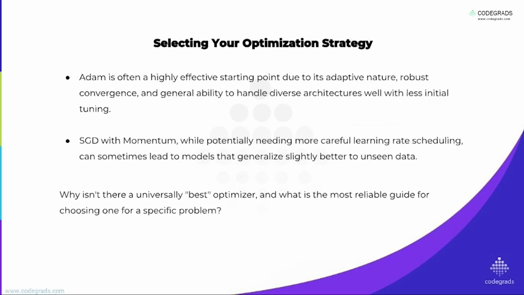ADAM is often a highly effective starting point for optimization due to its adaptive nature, robust convergence, and good performance across diverse architectures with less tuning. SGD with momentum, though needing more careful learning rate scheduling, can sometimes yield models with better generalization. No universally best optimizer exists due to the interplay of optimizer mechanics, dataset characteristics, model architecture, and loss landscape. The best guide for choosing one involves understanding theory, empirical evidence, and systematic experimentation for the specific problem.